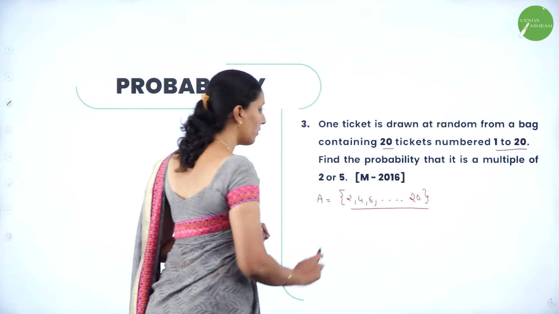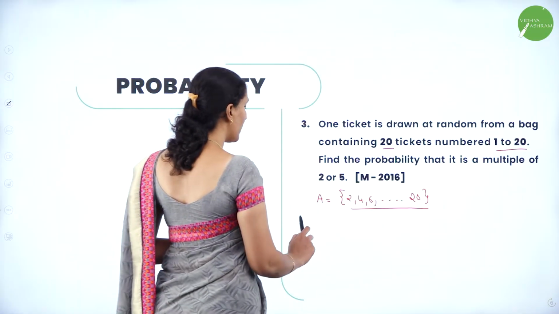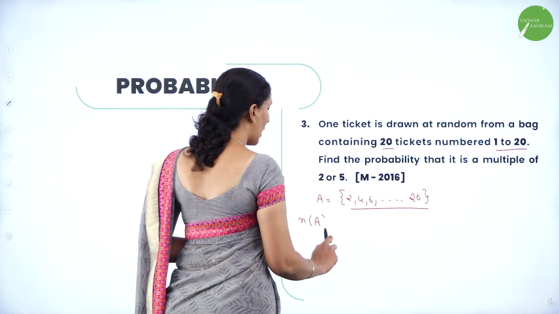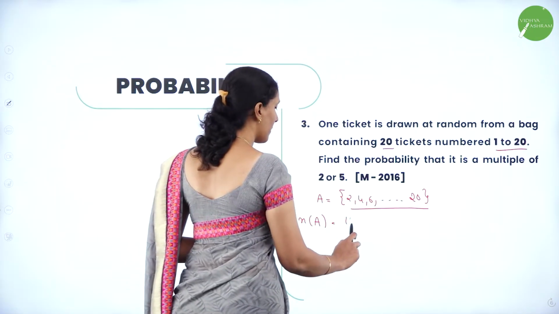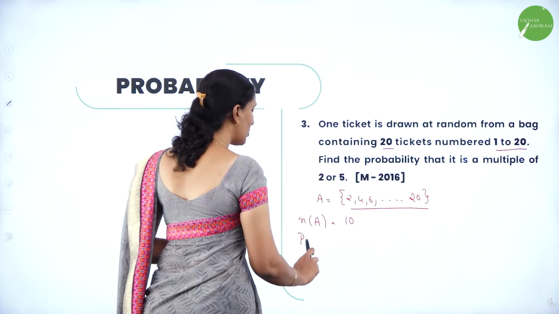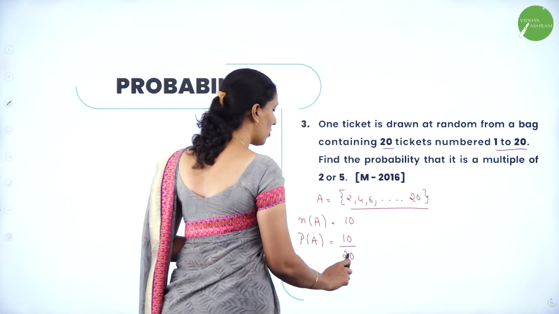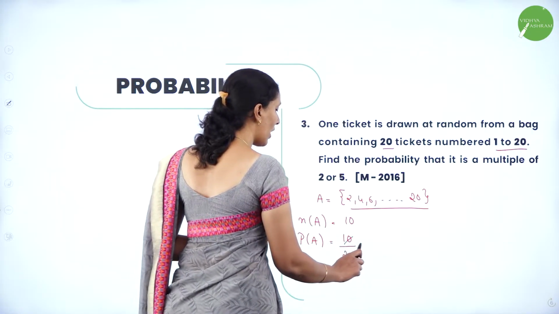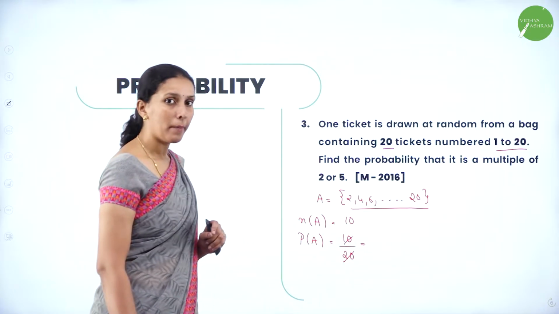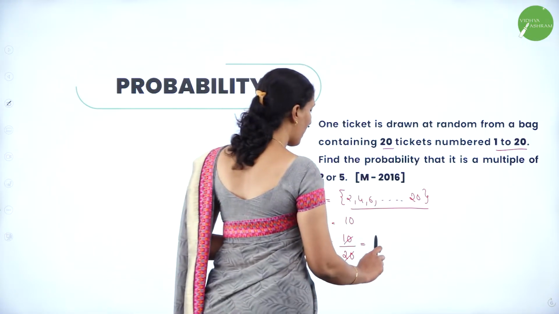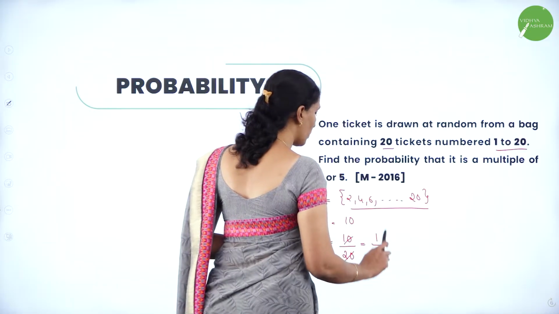So how many tickets do we have here? Cardinality of A is 10. So therefore, the probability of A will be 10 divided by 20, because out of 20 tickets, we have only 10 tickets which are multiples of 2. So therefore, probability of A is 1 by 2.